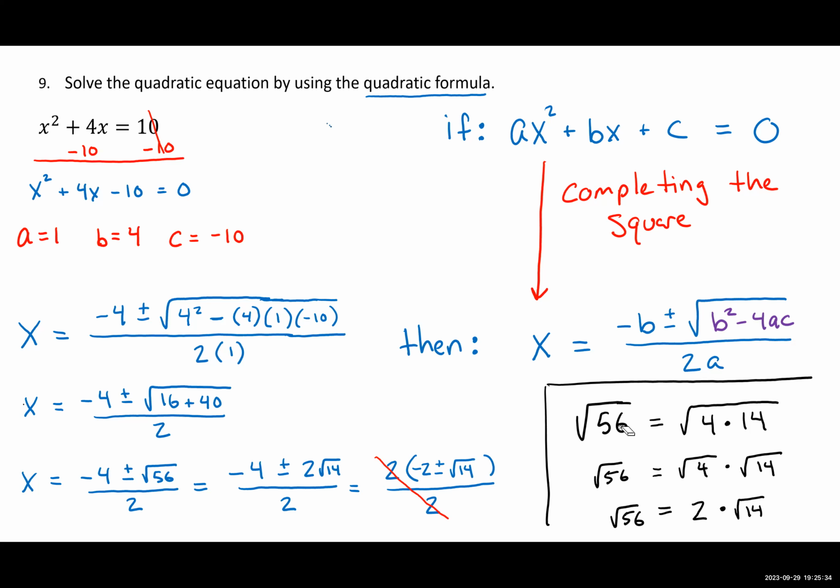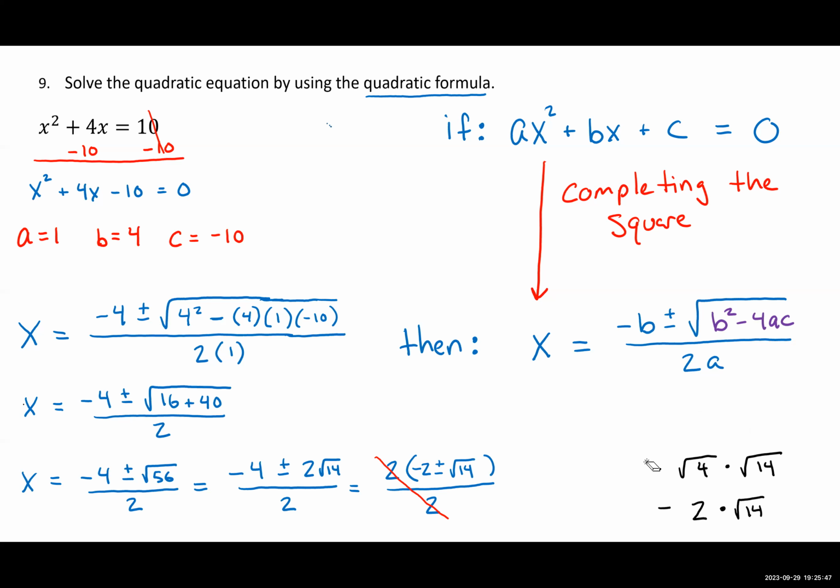Now I'm going to erase what I have here in black. We're done with that. Right? We're done with the square root of 56. I'm only erasing it because I need the room. I need a little bit more room. We're done. Now it's just final answer.